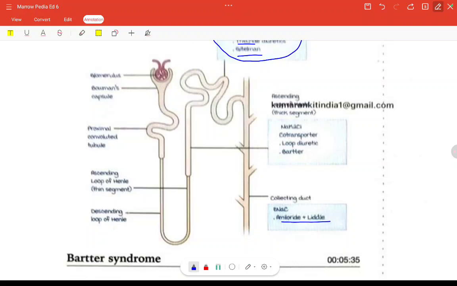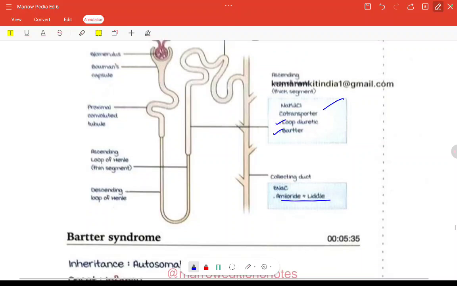in this is what? Ascending loop of Henle, right? There is the sodium potassium 2 chloride co-transporter, where the loop diuretics act, and Bartter syndrome.